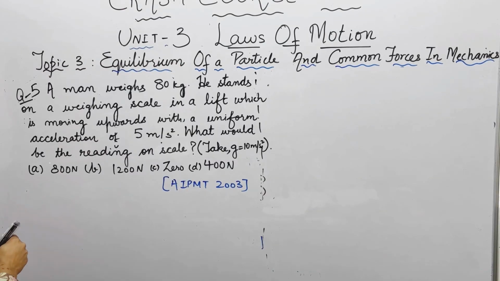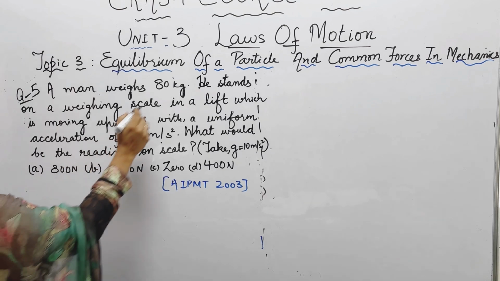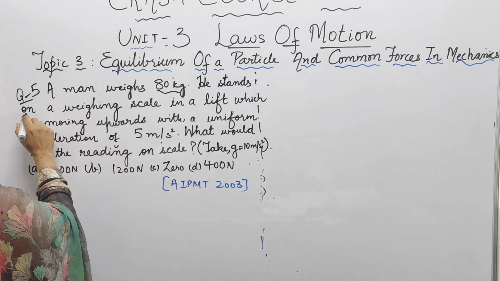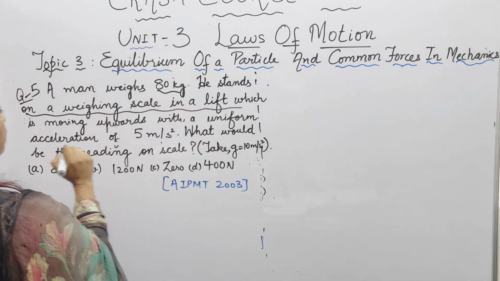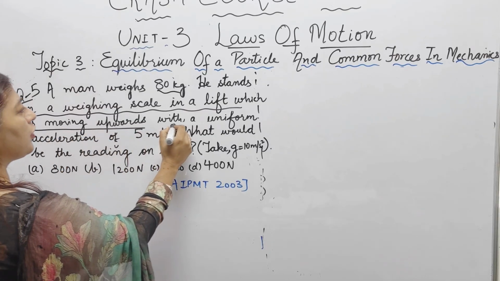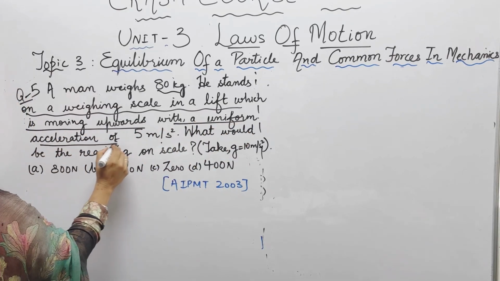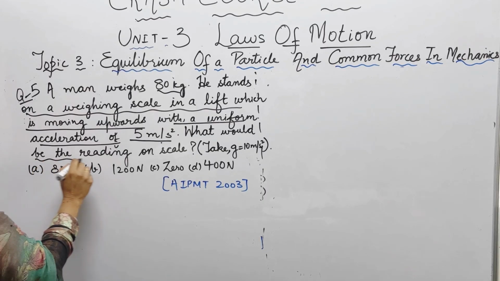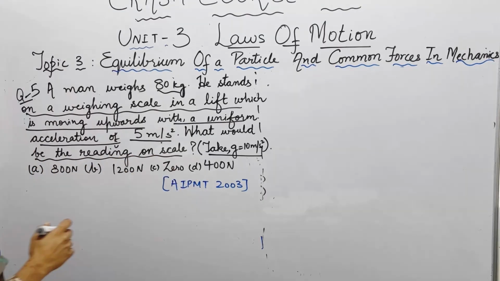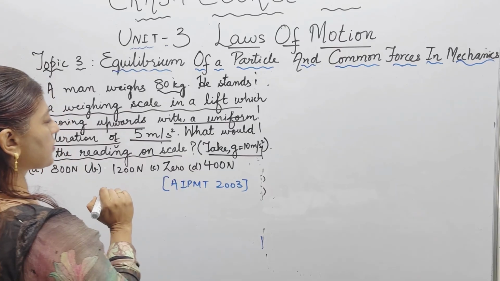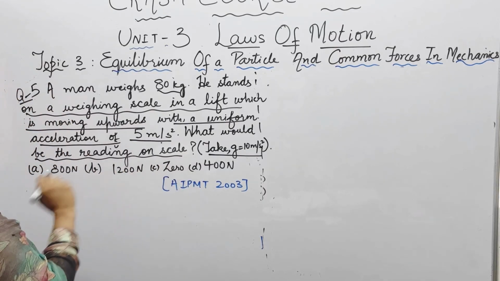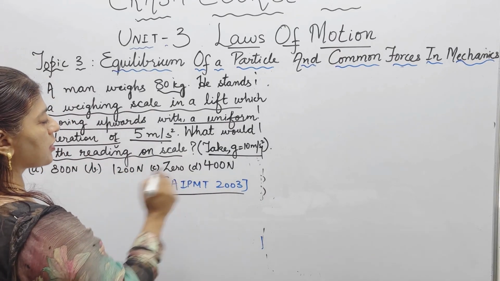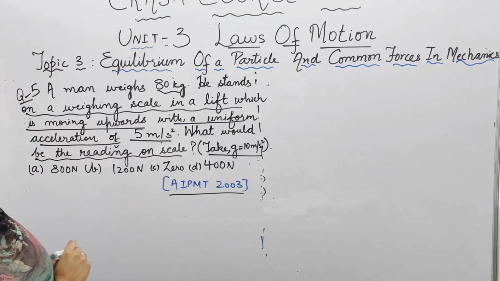Let us see the fifth question. A man weighs 80 kg. He stands on a weighing scale in a lift that is moving upward with a uniform acceleration of 5 meter per second square. What would be the reading on the scale? Taking g as 10 meter per second square. Options are being given here, and this question has come in All India PMT 2003.